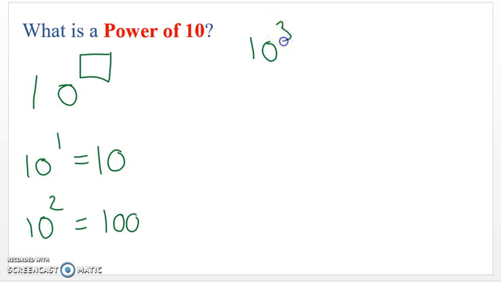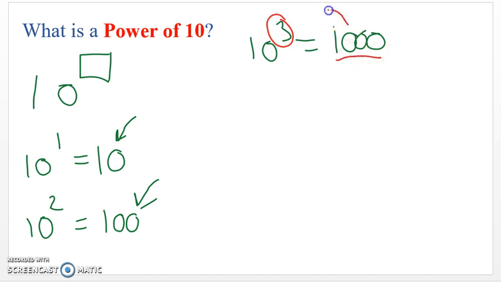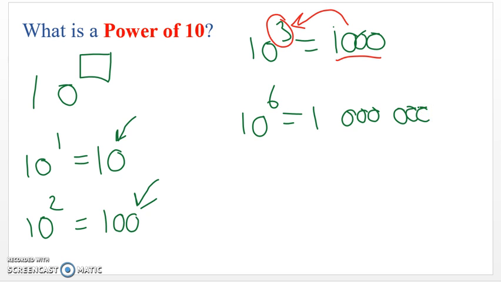10 to the power of 3 is 10 times 10 times 10, and we can really start with the previous power of 10, which is 10 squared, and we're just timesing by 10 one more time. So that would give me 1,000. You can see that the number of zeros is increasing each time, and the number of zeros correlates to the power. 3 zeros, power of 3. So if I had 10 to the power of 6, it would be 1 with 6 zeros, or 1 million.